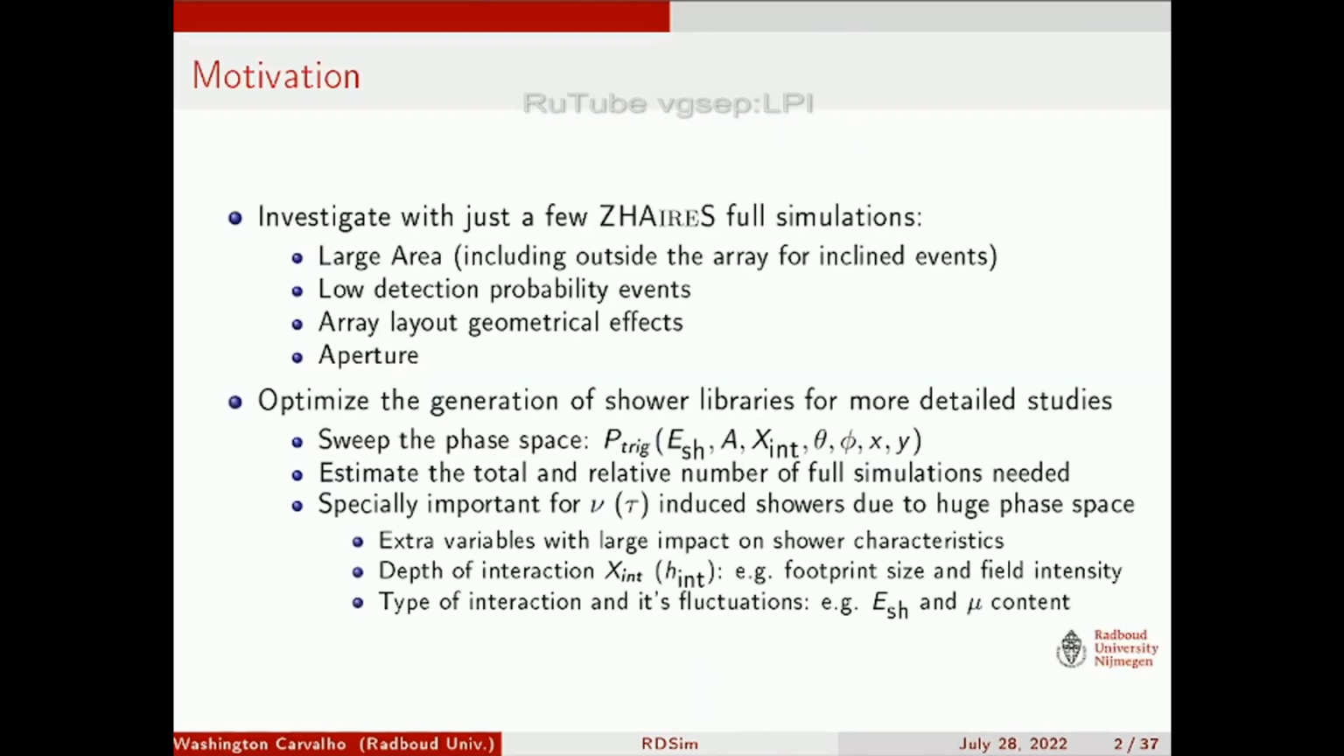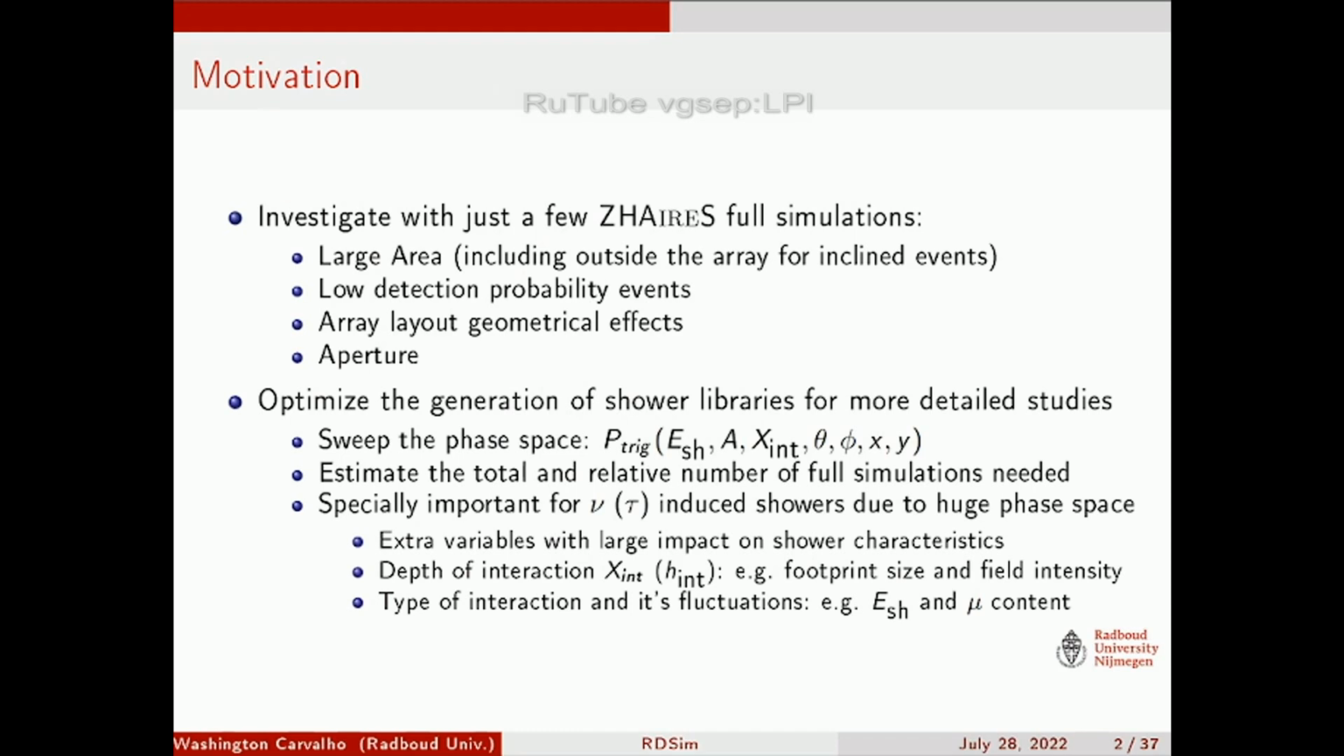The motivation is that we want to investigate large areas with just a few simulations. We want to investigate low detection probability events, those that come from directions where they are really hard to see. And we want to see geometrical effects due to array layout, like an asymmetric array, infills, stuff like that. Basically, we want a fast aperture estimation calculation.